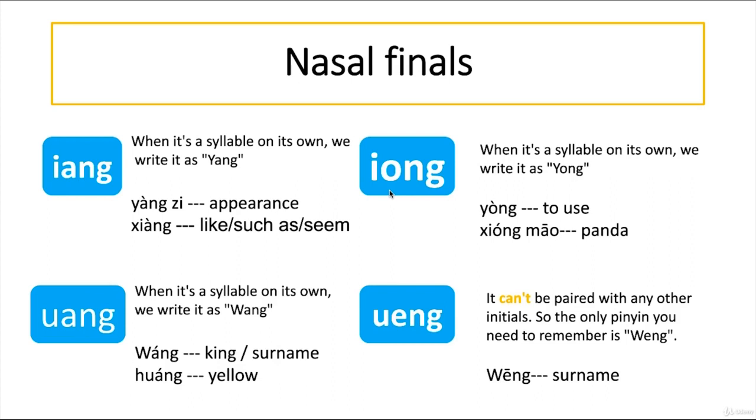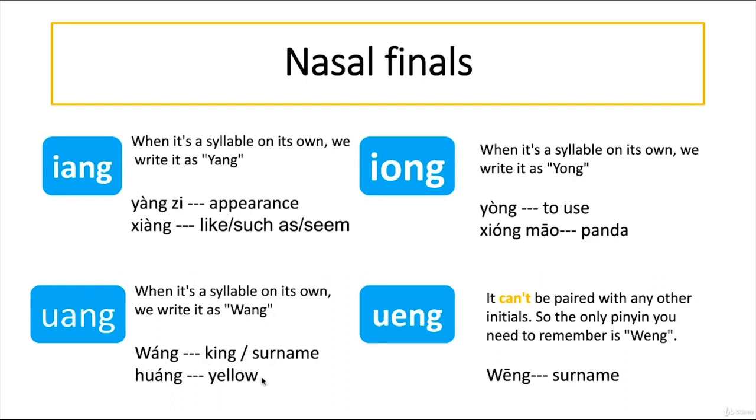用. When it's a syllable on its own, we write it as yong. For example, 用 means to use. 熊猫 means panda. 汪. Read it after me. 汪. When it's a syllable on its own, we write it as wang. For example, Wang, king, or it's a very common surname. Huang means yellow.